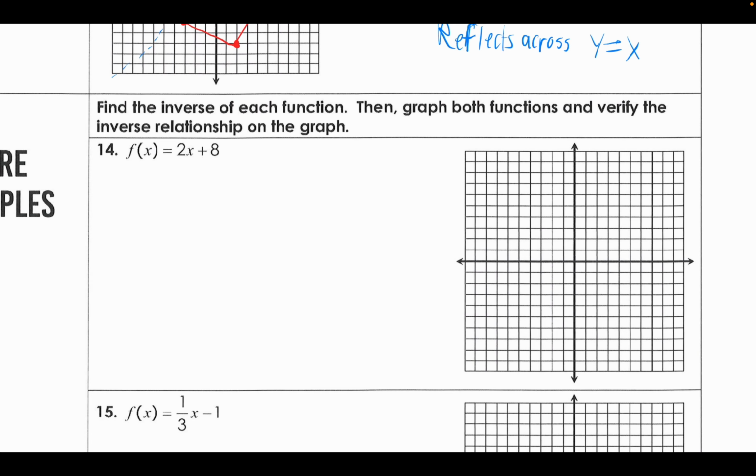So example 14 here, I'm going to find it by doing y equals 2x plus 8 like we did earlier, and then swapping or switching y and x, and solving for y by subtracting 8 to start, and dividing everything by 2. And then I'm going to replace y with f inverse of x.